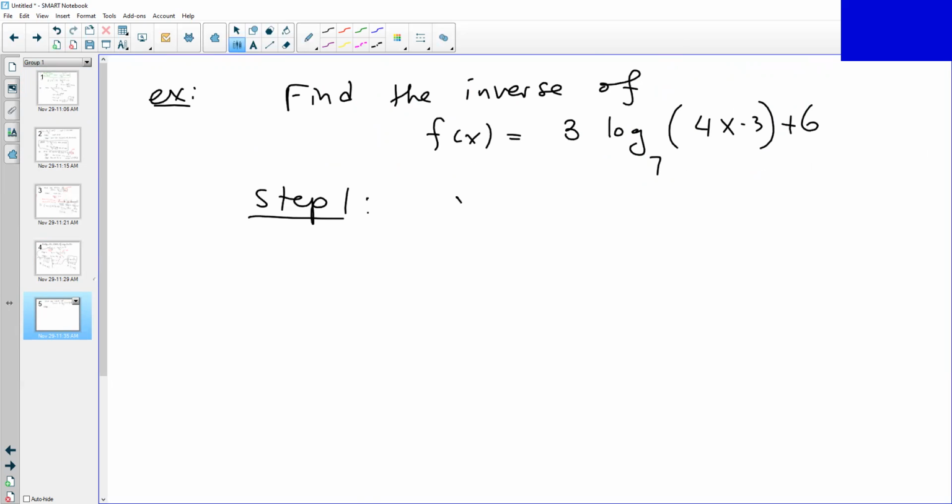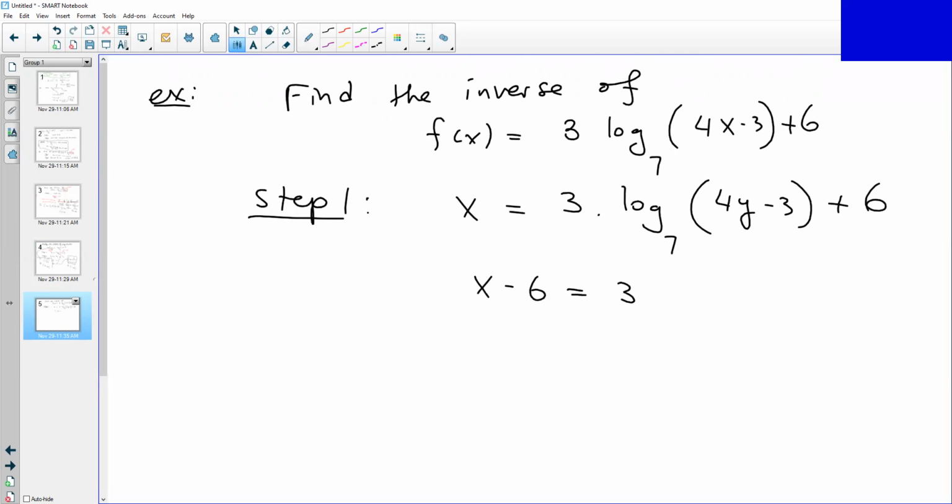So this is a y and this will become x equal 3 times log base 7. And I will just change x to y. So this will be 4y minus 3 plus 6. Okay. Now let me do that, right? The process is, first isolate the log form before you convert it. So first subtract 6, that's x minus 6 equal to 3 times log base 7 of 4y minus 3.